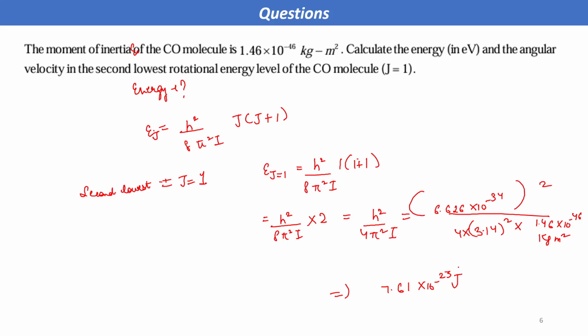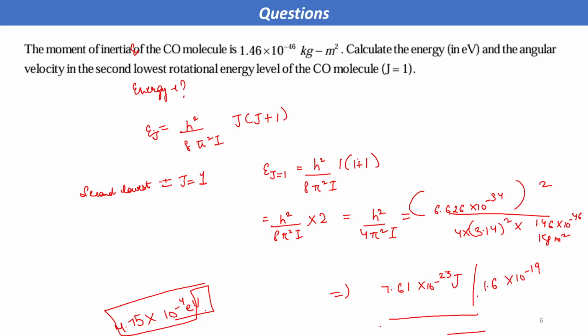But in the question it is mentioned that we have to calculate the energy in electron volt. So for the electron volt, we have to divide by 1.6 into 10 raised to power minus 19. So after that, the answer will be 4.75 into 10 raised to power minus 4 electron volt. This will be the value. Now it is clear. So we have calculated the energy.